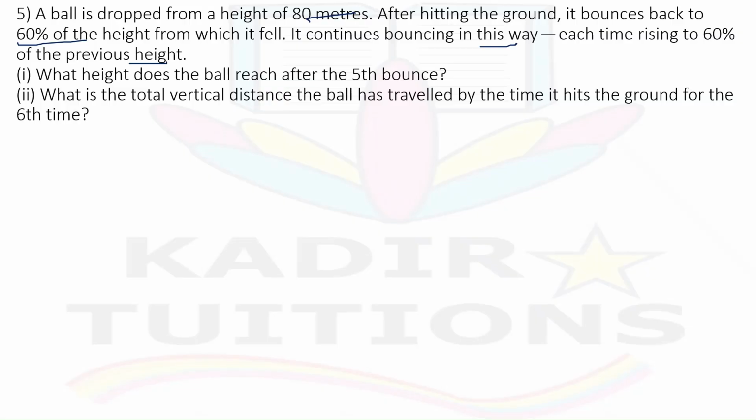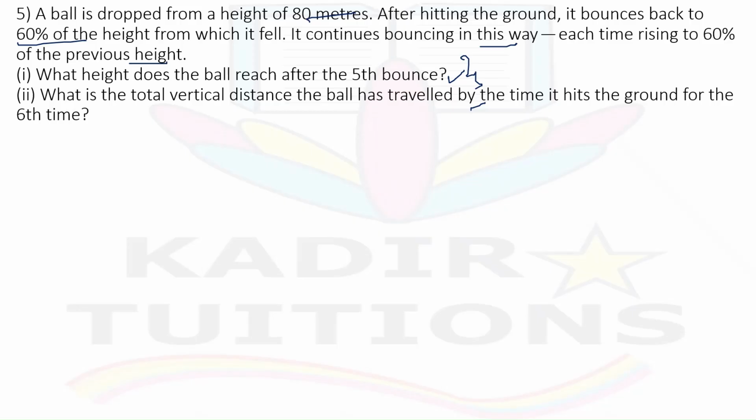It continues bouncing in this way, each time rising to 60% of the previous height. So here we have two questions. One is to find the height the ball reaches after the fifth bounce, and what is the total vertical distance the ball has traveled by the time it hits the ground for the sixth time. Okay, so before coming to the question, first we need to define the problem.